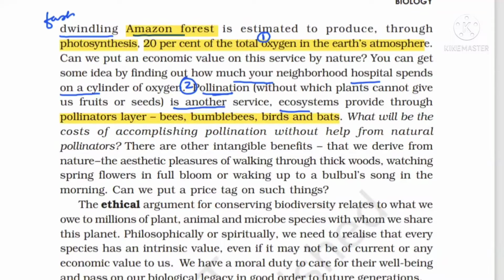Third important service is aesthetic pleasure, which we derive from nature. Just try to imagine how cool your mind becomes when walking through a thick wood and watching the spring flowers in full bloom, or waking up to a bulbul song in the morning. We cannot put a price tag on these types of services, and they give a lot of aesthetic pleasure. So these are three examples of broad utilitarian.